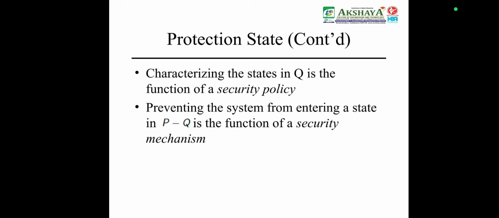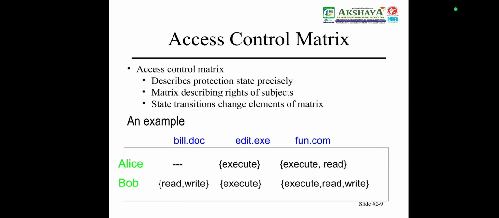Protection state characterizing the state in Q is the function of securing policies, preventing the system from entering state in P to Q, which is the function of the security mechanism. Access control matrix described the protection state previously, a matrix describing rights of subjects. State transition changes elements of the matrix.